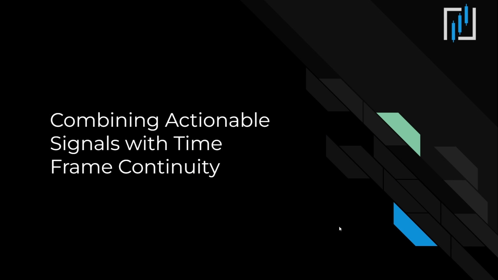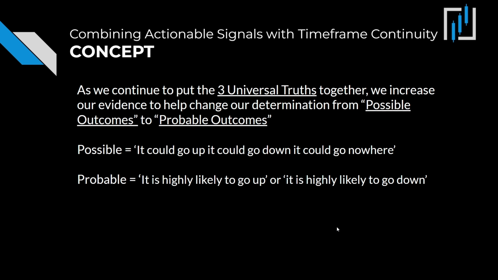Combining actionable signals with time frame continuity. As we continue to put the three universal truths together, which, side note, what are those? Those are going to be your 1s, 2s, and 3s, which include your rev strats and inside bars, but also include your 3-2 reversals. They include your continuations, 2-2 reversals, the Randy Jackson, etc. So that's one universal truth.